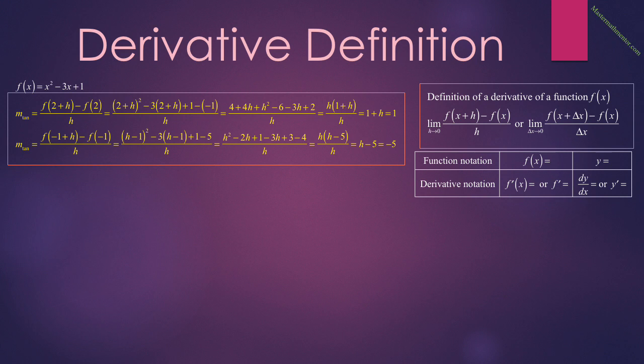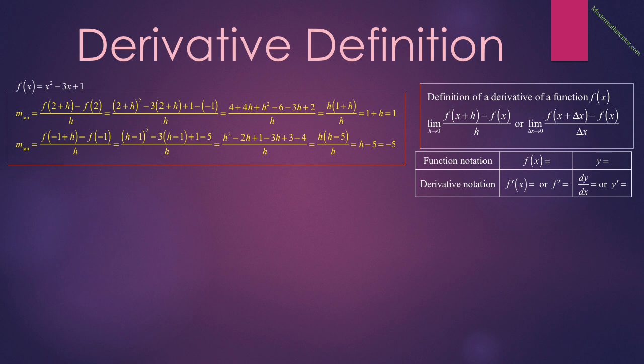Because the concept of a derivative is so important in calculus, we need some notation for it. We'll find that there are several. If the function is written as f of x equals some expression, then the derivative can be written as f prime of x, or simply f prime. If the function is written as y equals some expression, then the derivative can be written as dy dx, or y prime.